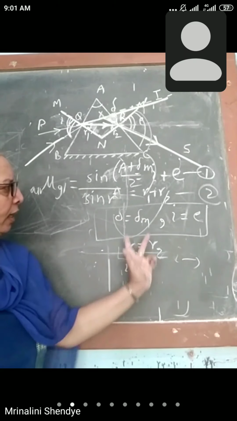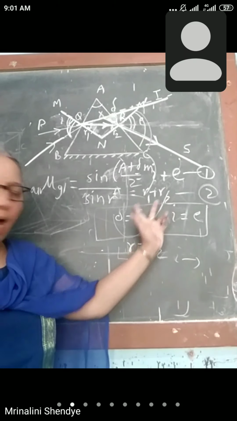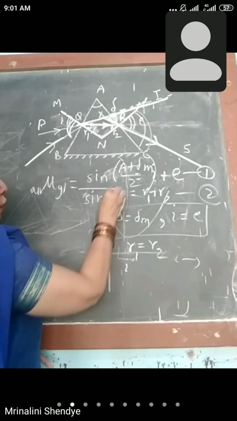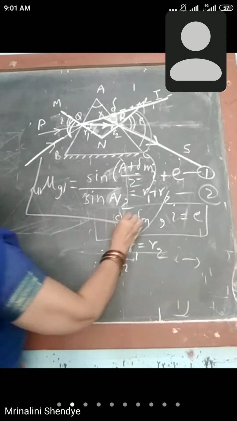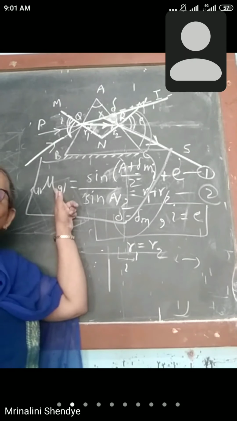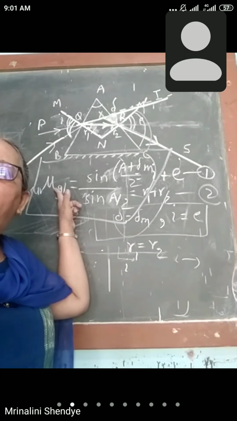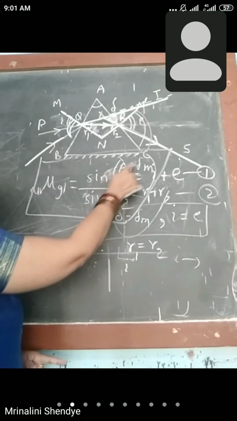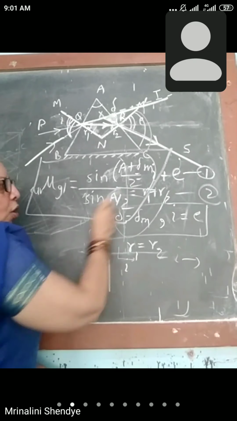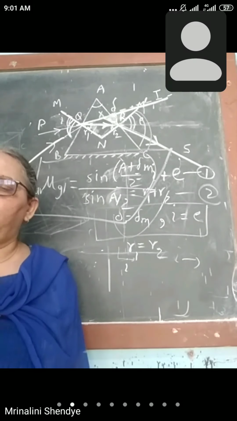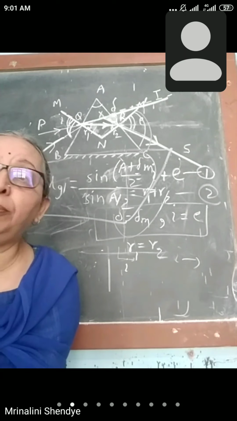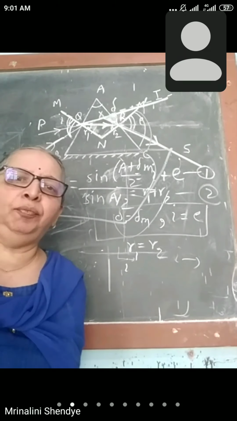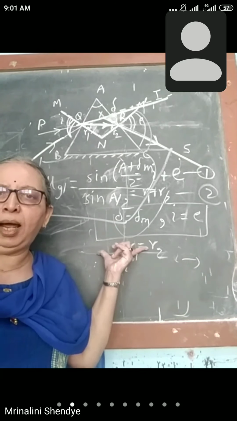And here R1 plus R2 will be 2R. Both will be equal, and that will be A. So R will be A by 2. So finally you will get the refractive index of the material of the prism with respect to air as sin of (A plus delta M) by 2 upon sin of A by 2, which is called the prism formula. So today we derived the relation for the prism formula.